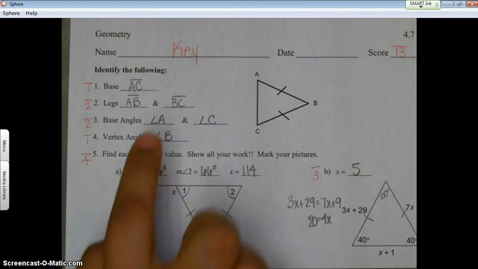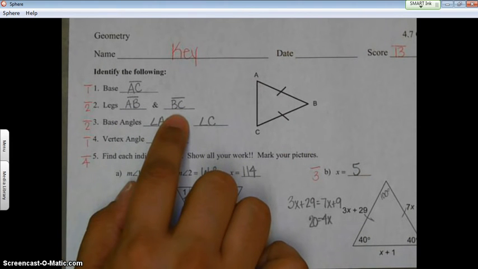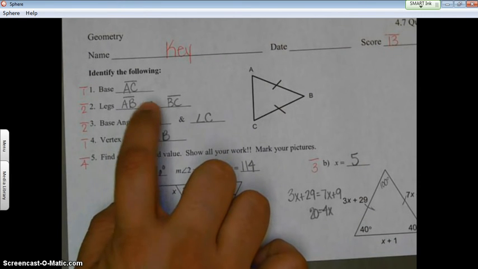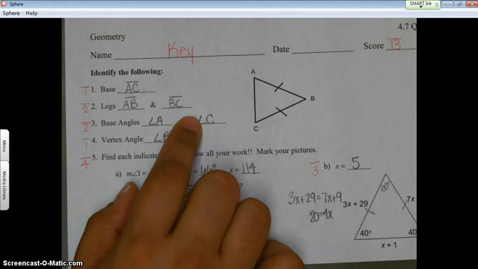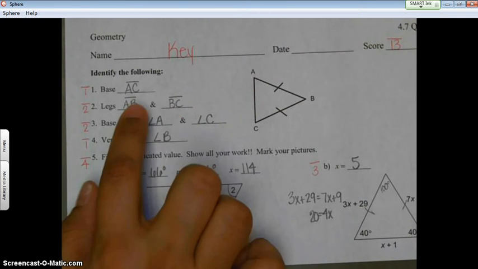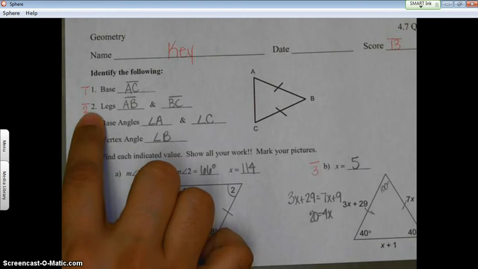Number 2, the two legs, you can have segment AB or segment BA. And then the other one, segment BC, or you could have said segment CB. Again, if you miss segments, it's half a point for each segment that you left off. These are sides, so you have to use segments to name them. Each blank is worth 1 point, so put how many you had out of 2 points there.